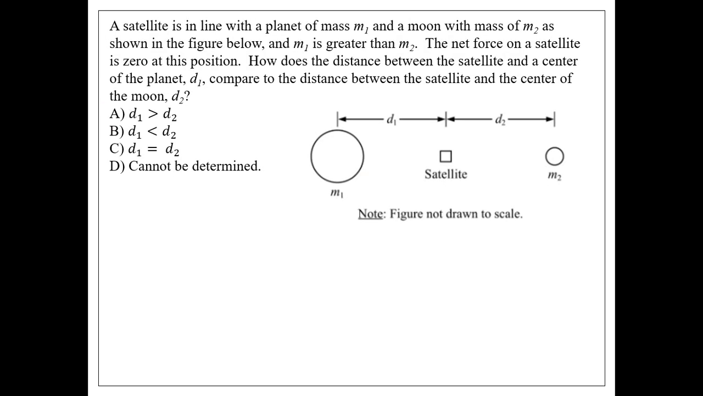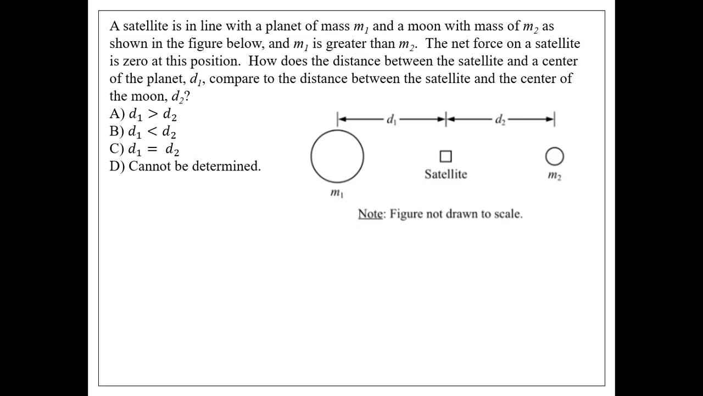So in this particular problem, we have a satellite that's in line with a planet of mass m1, which is on the left side here, and then a moon of mass m2. It says here m1 is greater than m2, which is an important piece of information. But it says the net force on the satellite, so here's the satellite, that's a square in the center, is 0. So it's just stationary, right? Which suggests that the moon is pulling on it to the right, and then this planet is also pulling on it to the left, but with equal amount.